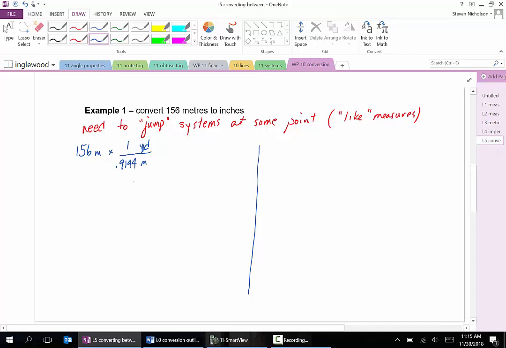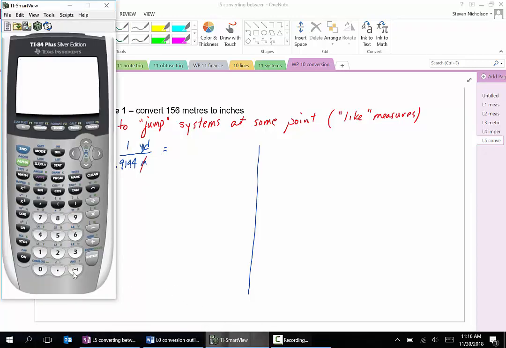And if we jump right away, now we're in that imperial system like we were last class. And again, unit analysis is canceling out the units I don't want. When I do that multiplication, I'll do it for you. So we have 156 times bracket 1 divided by 0.949144. And this is all you do on your calculator, hit enter, and you get 170.6.